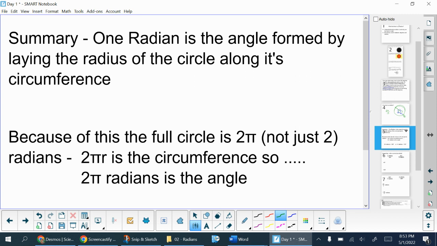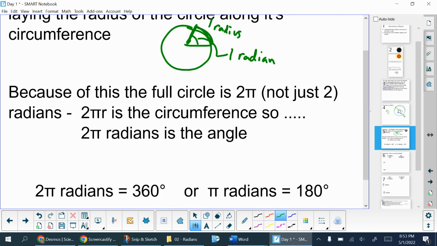So, big summary here. 1 radian is the angle formed by laying the radius of the circle along its circumference. So when you take that circle and lay 1 radius along it, the angle that it forms is 1 radian. Okay. So because of this, the full circle is 2 pi radians. Be careful there. It's not 2, it's 2 pi radians, because 2 pi r is the circumference. So 2 pi radians is the angle to get around the whole thing. Circumference around the outside, 2 pi radians around the angle.